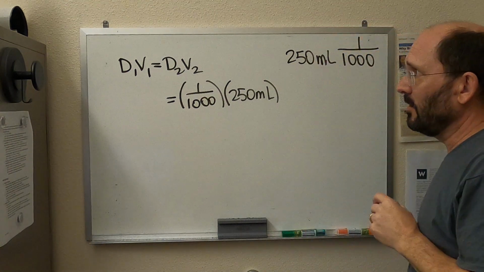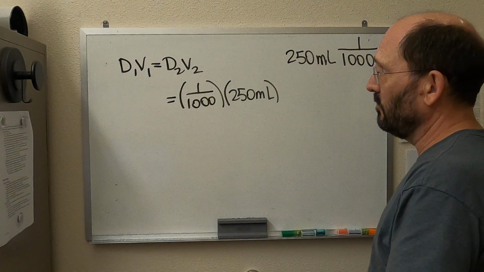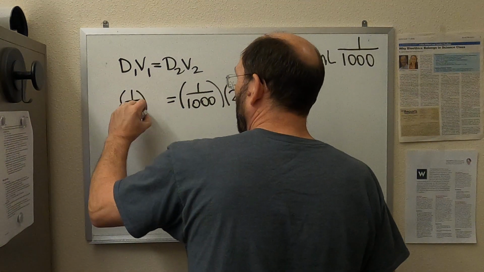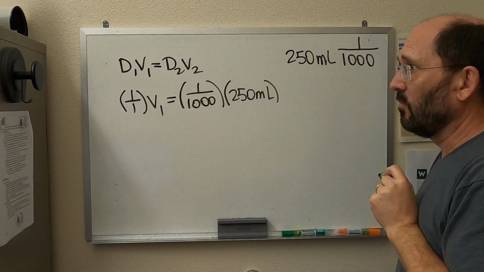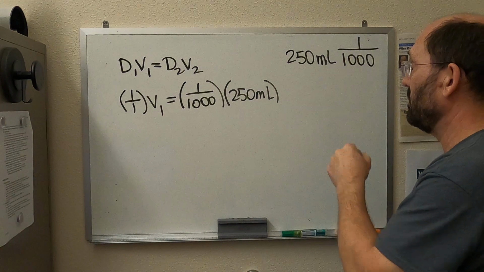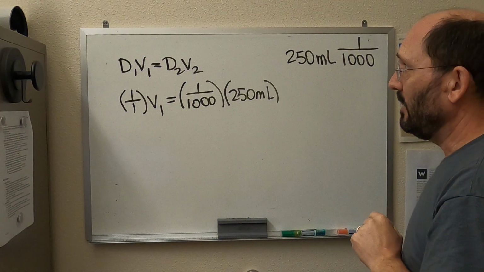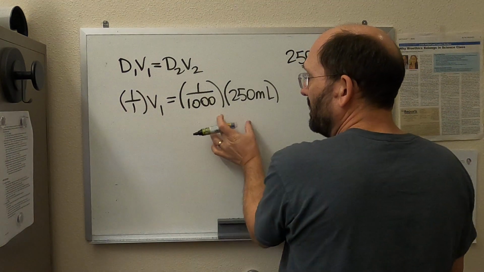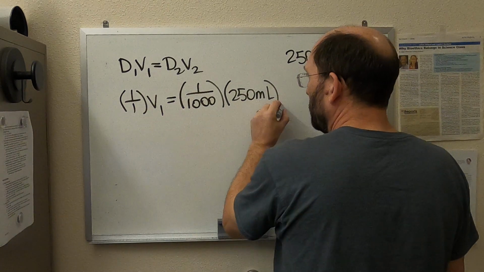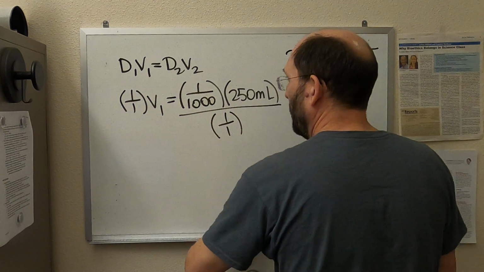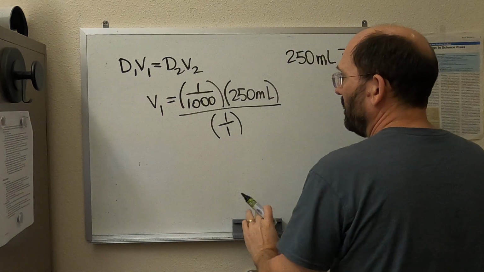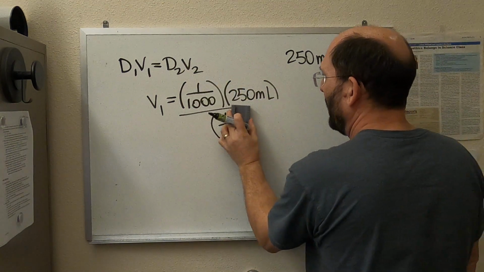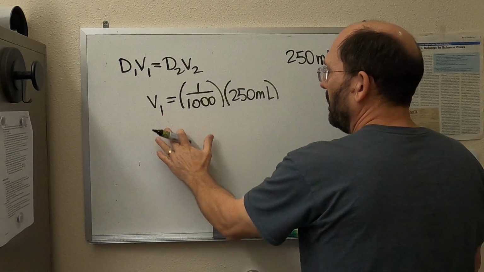Do we know our D1 or our V1? The answer is we know our D1 is a stock solution, so that is 1 over 1. And we're trying to figure out what original volume we need of our stock solution in order to make this. So we need V1 by itself on one side of the equation. We do that by dividing both sides of the equation by 1 over 1. When we do that, the 1 over 1 goes away. Anything divided by 1 over 1 is the same as that quantity, so we can just leave it this way.